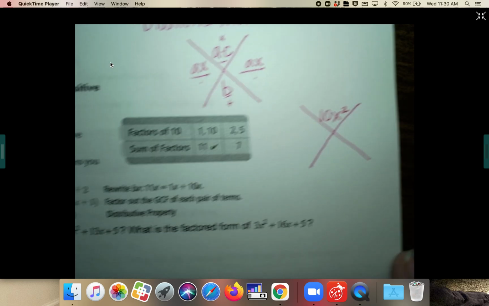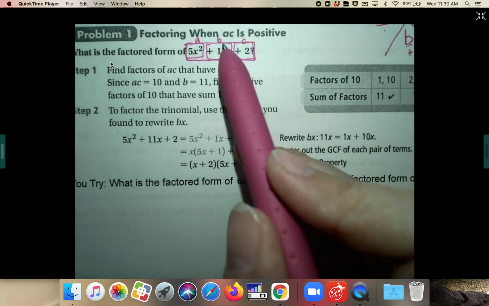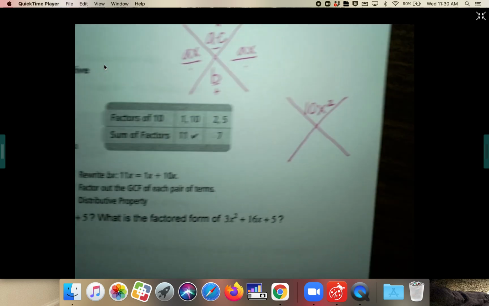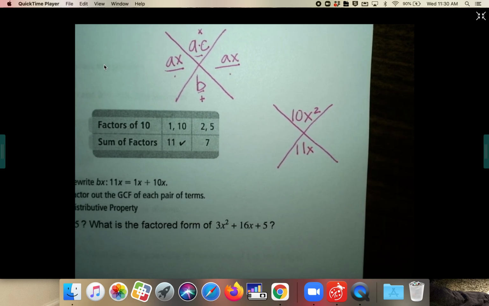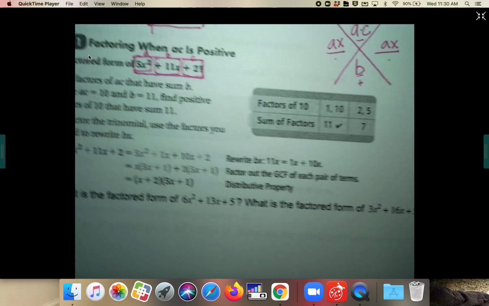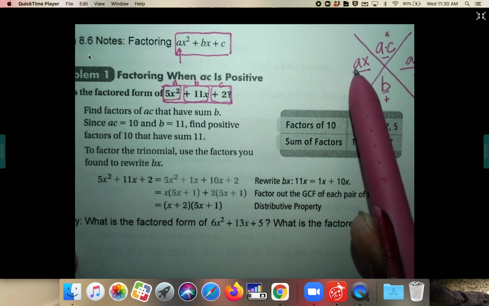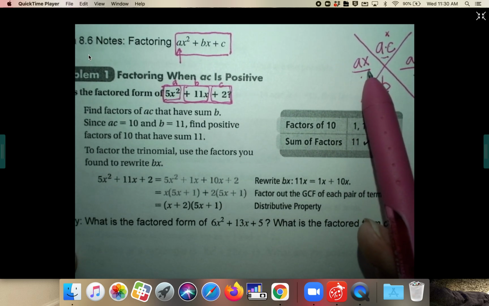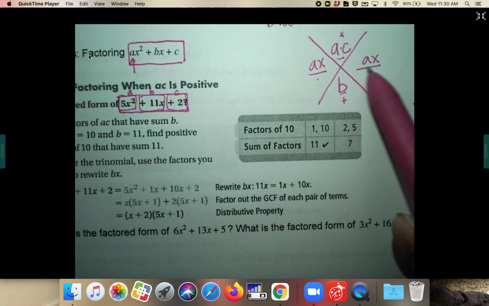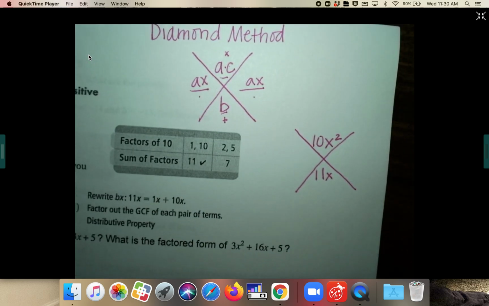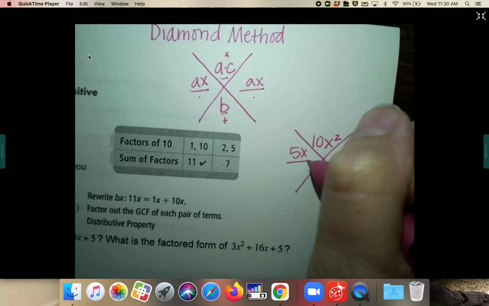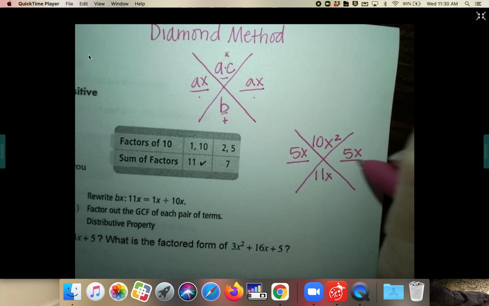All right, I'm going to put my B term in the bottom. So 11x is going to go down here. Seems like a lot, but once we practice this like 10 times today, you're going to be a pro at it. Okay, and then you're going to take your A with an X and put it on top. So remember, my A term is 5, and I'm going to leave an X with it. So I'm going to put 5x over, 5x over.